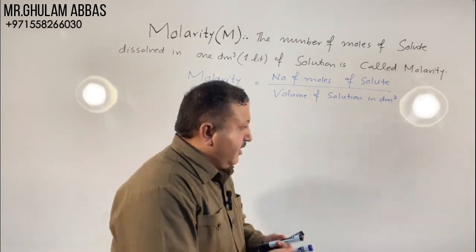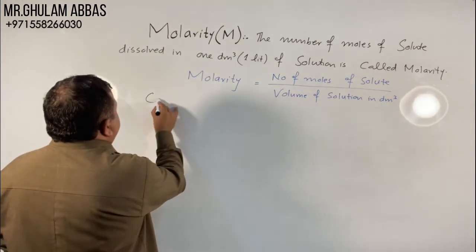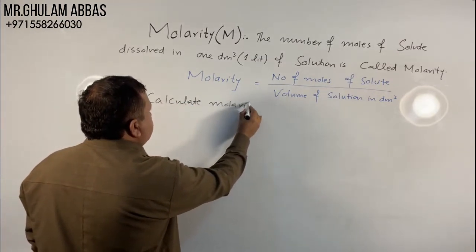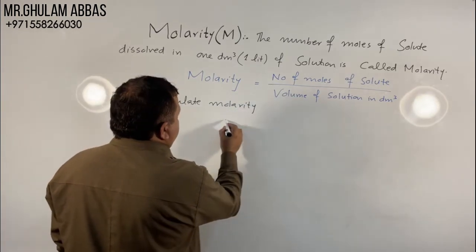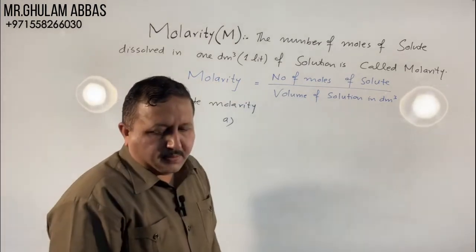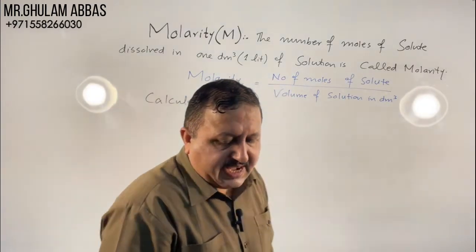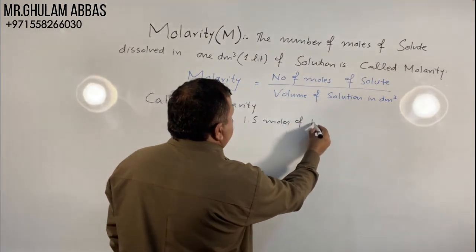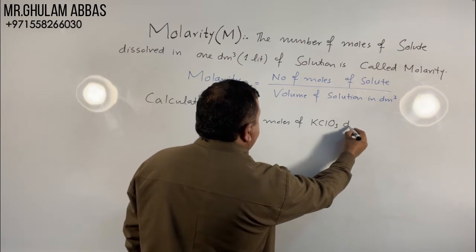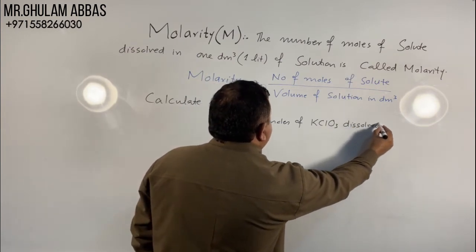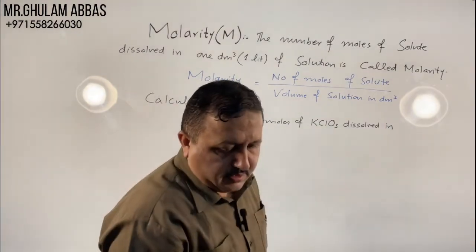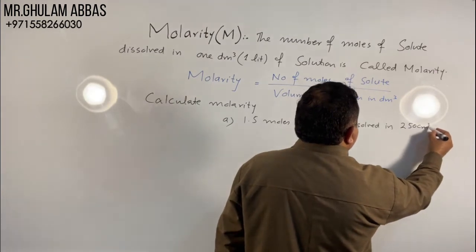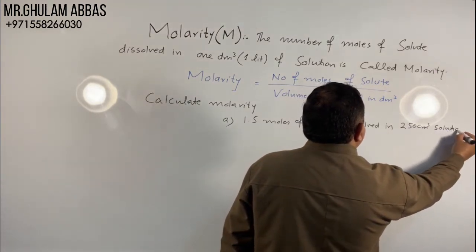For example, the question is: calculate molarity. A part: 1.5 moles of KClO3 dissolved in 250 cm cube of solution.